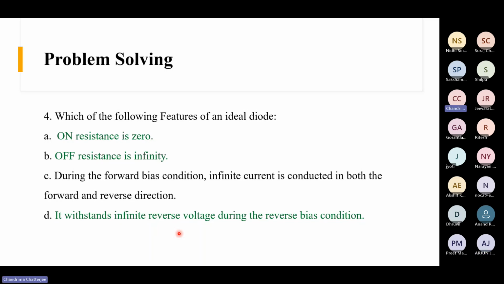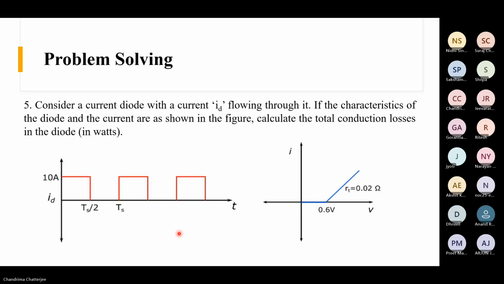So let's go to the next question. Consider a current IT flowing through the diode. If the characteristic of the diode and the current are shown as in the figure, calculate the total conduction loss in the diode. This is the current waveform flowing through the diode with respect to time, and this is the diode characteristic, a piecewise linear characteristic.